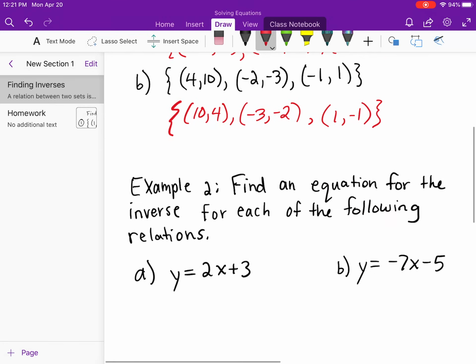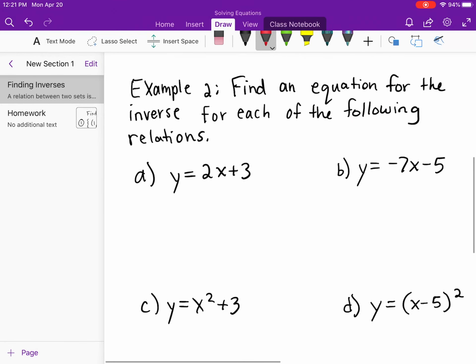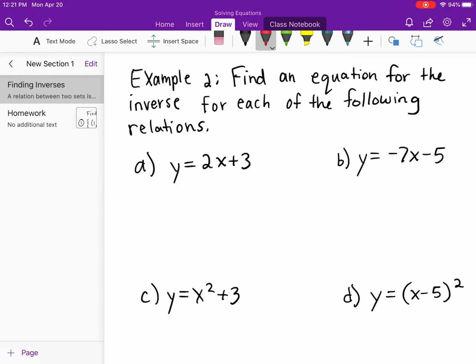Now, a little bit harder type of problem, finding the inverse for an equation. To find the inverse for an equation, the first step is the same as when it's written as an ordered pair. You want to flip-flop the x and y values, but what does that even look like when it's an equation? Well, it's going to look like this. I'm going to take the x and the y, and I'm switching them. I'm going to make it x equals 2y plus 3. Then solve for y. Okay, let me write down those steps here.